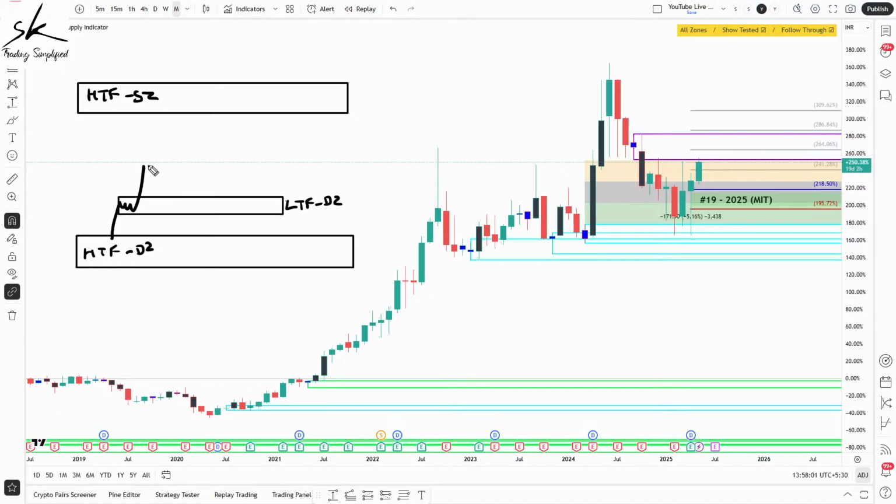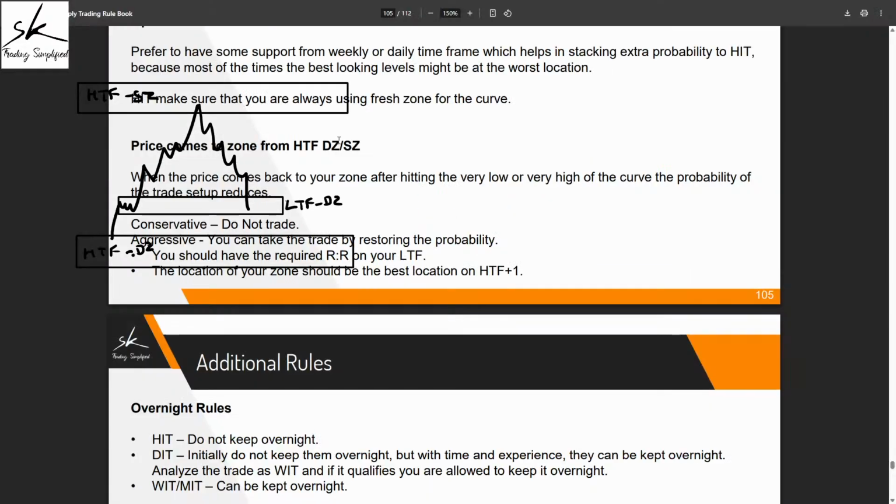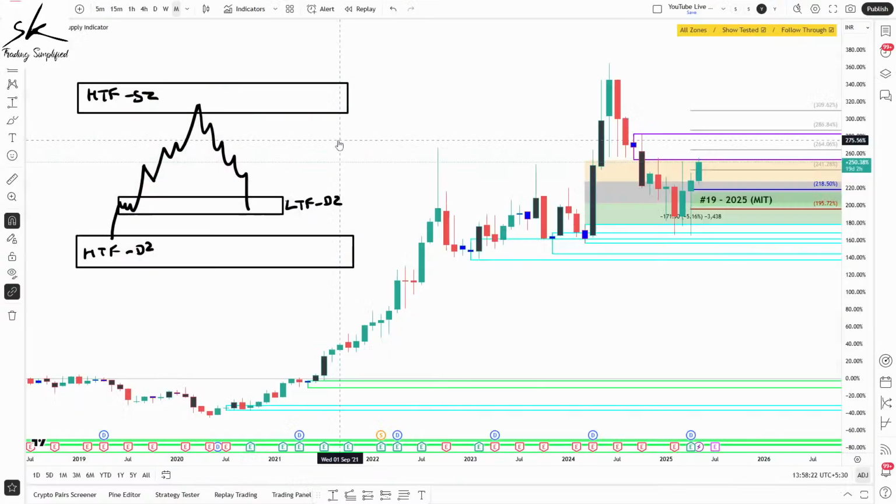But what if prices don't come to my demand area, they keep moving up, hit my supply, and then start coming back to my zone? And that is what is happening as of now. That is what this rule is all about: when the prices come to your zone after hitting the very high or very low of the curve, the probability of the trade setup reduces.